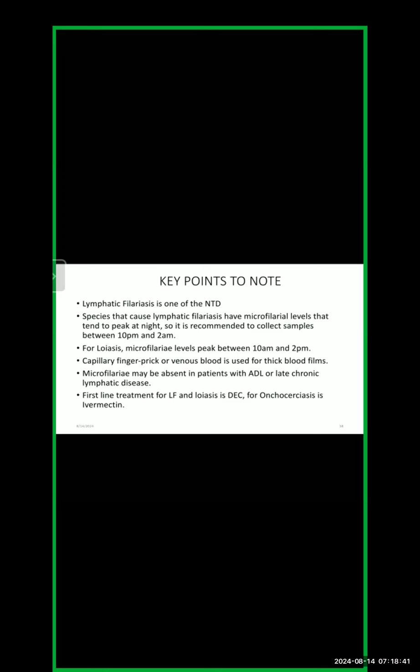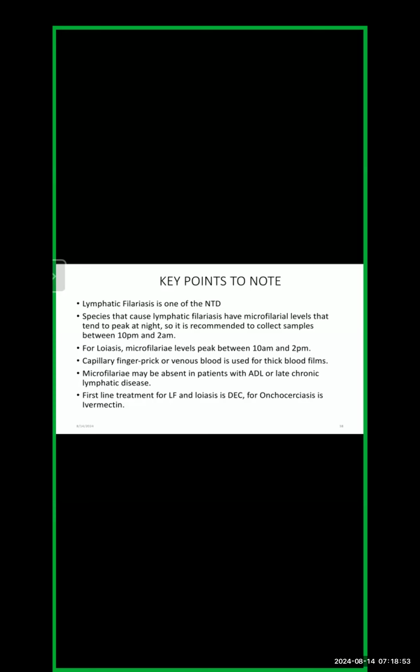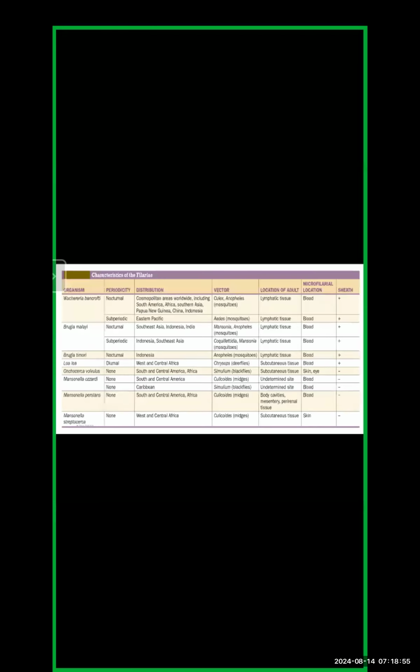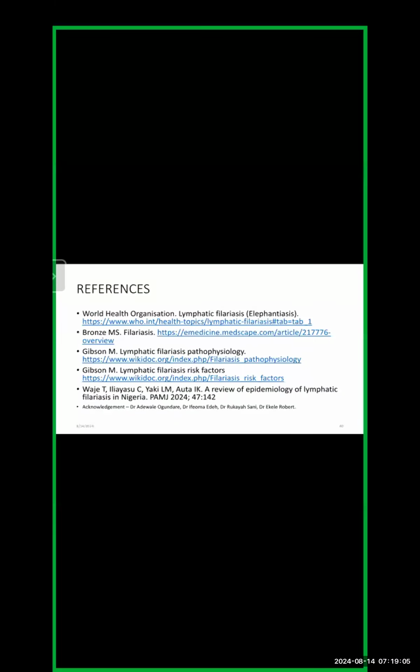And the first line treatment is diethylcarbamazine. But when there's co-infection with onchocerciasis, ivermectin should be used. So this just in summary explains the various organisms, their periodicity, the vectors, and the location of the adult worms. So these are my references.